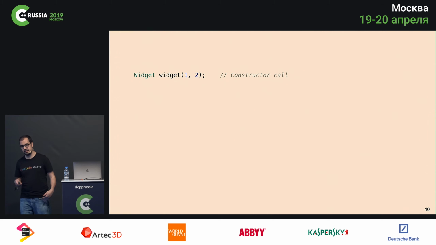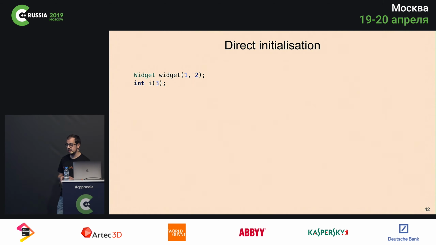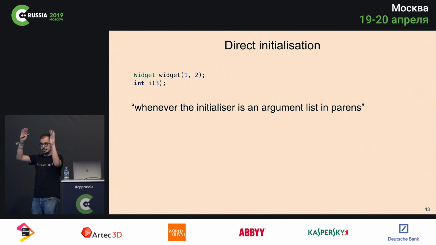So there's this new syntax, which doesn't exist in C, where you have round parens and you can initialize an object like this, and that's going to call a constructor. And by analogy, you can also use this new syntax, well, new, you know, 80s, 90s, when C++ was designed, relatively new compared to C. You can also use the same syntax to initialize built-in types like int and float, so it's kind of consistent. And this syntax is called direct initialization. Right? And direct initialization basically is what you get whenever the initializer is an argument list in round parens.